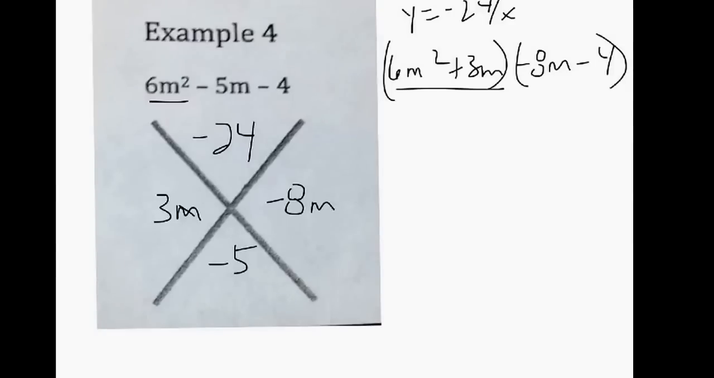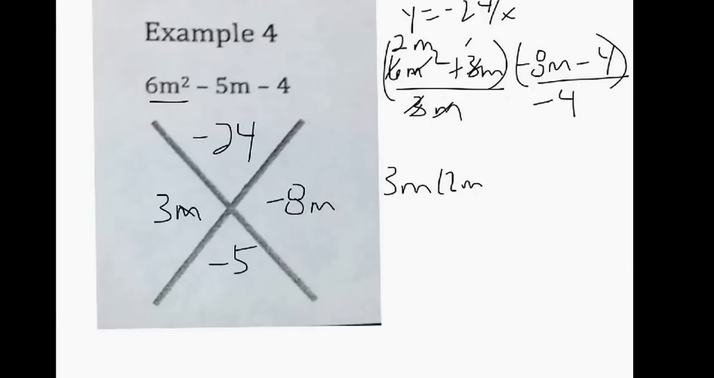These 6 and 3 have a 3 in common and an m in common. These, remember, the first term is negative, so I got to pull out a negative. 8 and 4 have a 4 in common, and that's it. So I'll pull the 3m out front. 3 goes into 6 and leaves me with 2. m goes into m squared and leaves me with m, so 2m. 3 goes into 3 and leaves me with 1. m goes into m, so that's 2m plus 1.